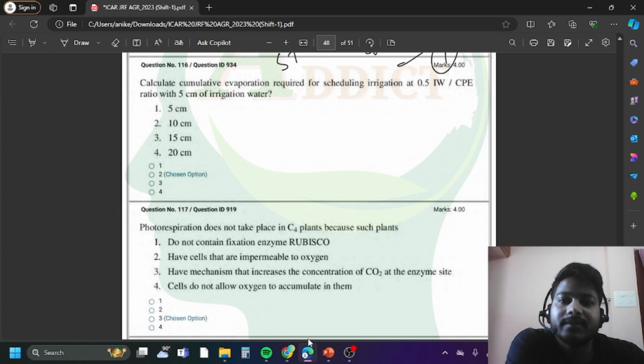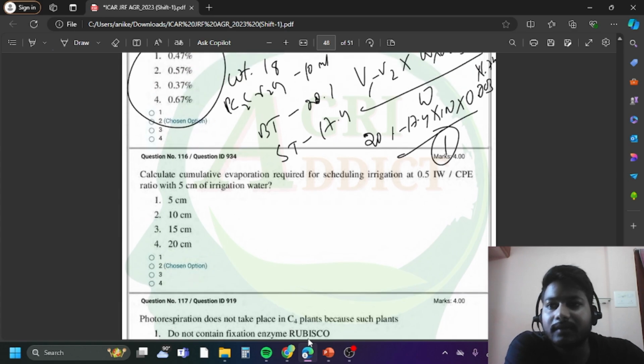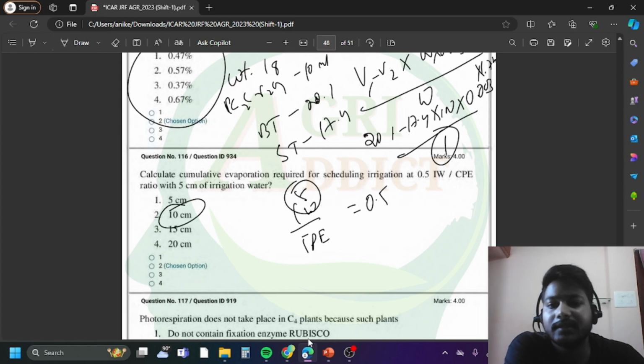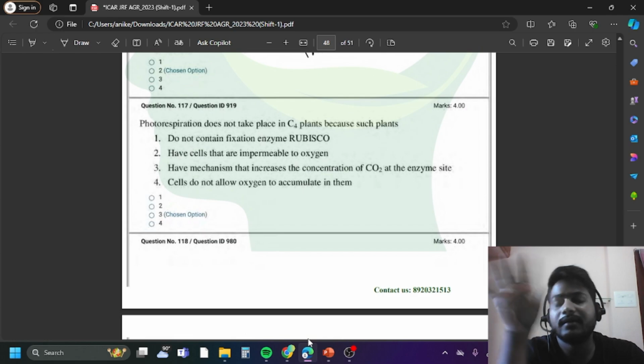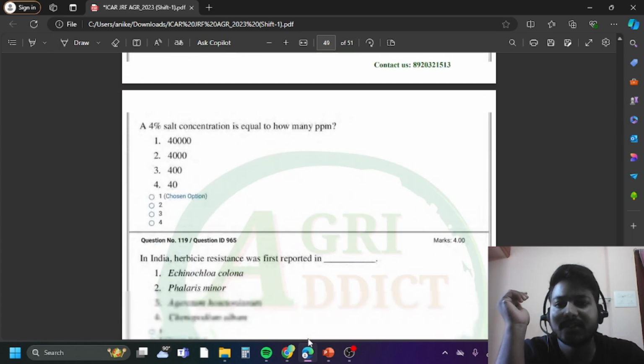Calculate the cumulative evaporation required for scheduling irrigation at 0.5 IW by CPE ratio with 5 cm of irrigation water. Given IW by CPE is equal to 0.5 and irrigation water is 5 cm, so CPE is 10 cm. Very easy. Each year one question comes from this part, a numerical like this. Next is photorespiration does not take place in C4 plants because such plants, okay, this is a biology question.